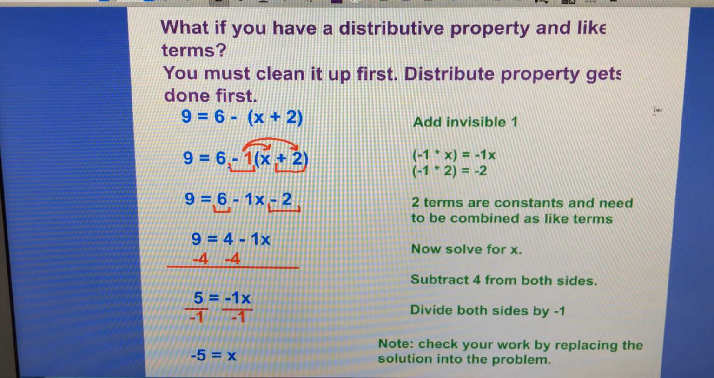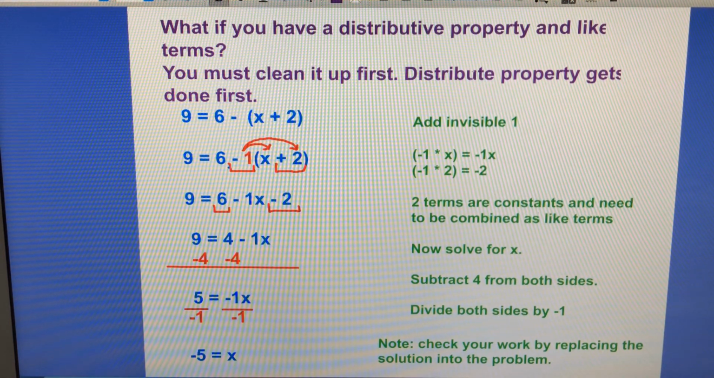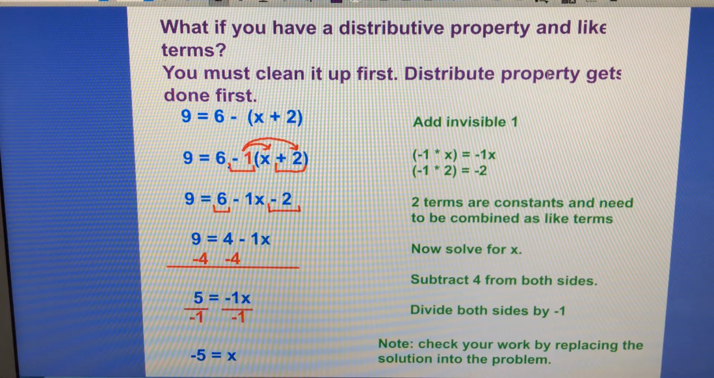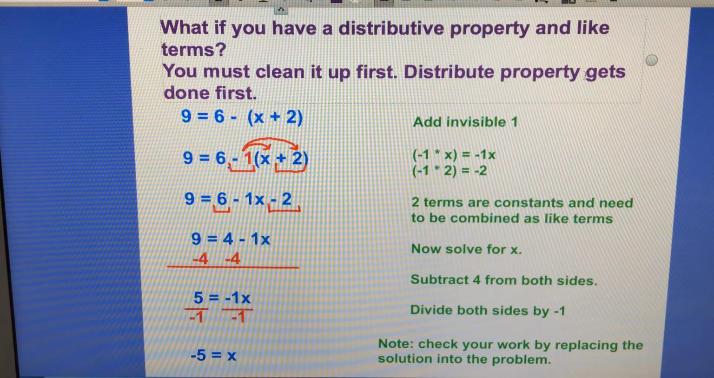What if you have a distributive property and like terms? Oh dear. Well, I have nobody left that came to my video meet, so I have no one to blame this one on, so I guess I take the blame. You have to clean this mess up first.